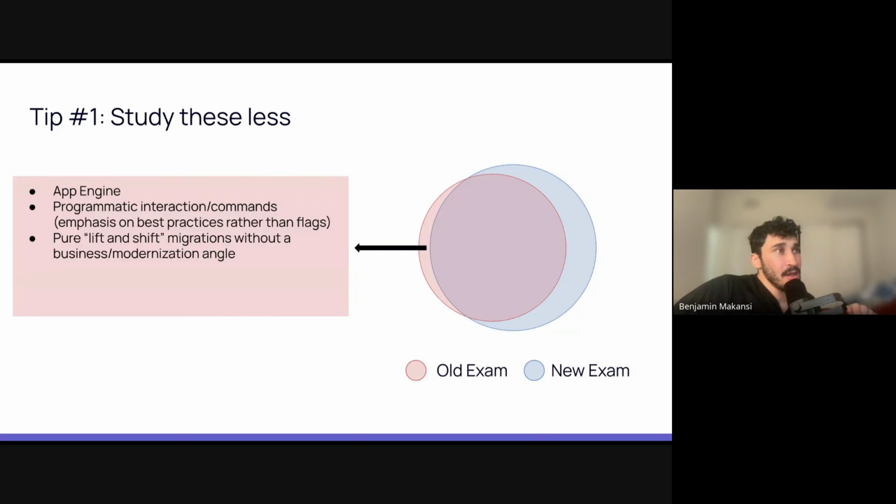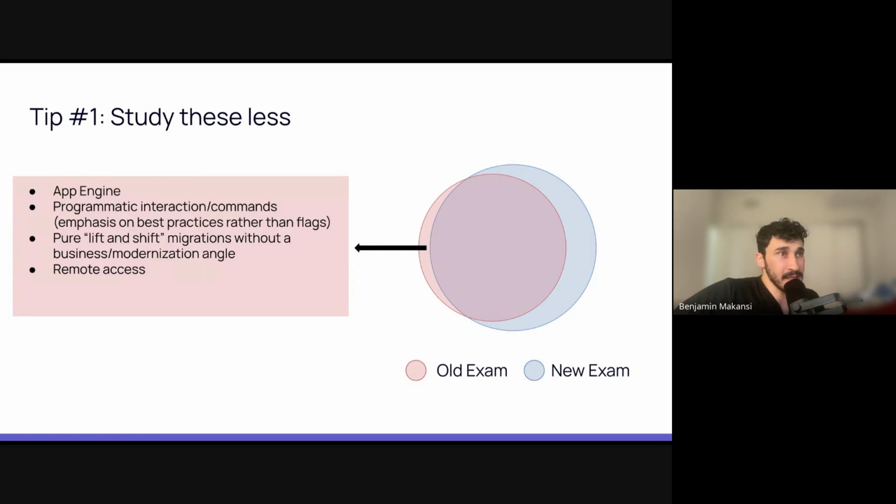And then pure lift and shift migrations without a business or modernization angle are also deprioritized on this new exam. The old exam had some scenarios where you just move a VM to the cloud, or move this workload to the cloud, and it would ask you where does it go, right? But the new exam wants to see that you understand more of the business context, and more complicated modernization scenarios and opportunities, not just the analogy of something being on-prem and what should it go to in the cloud.